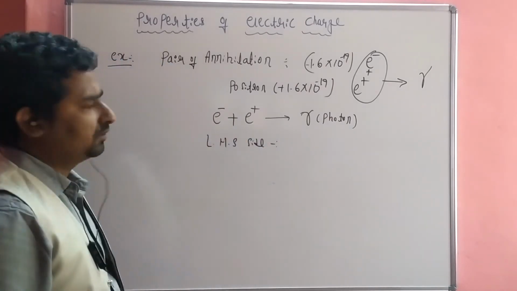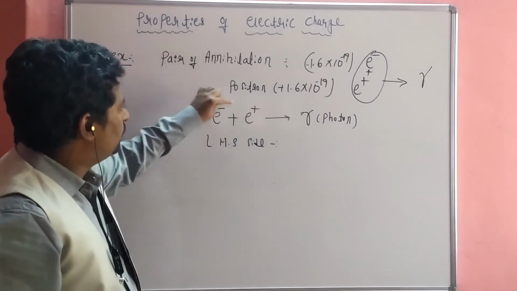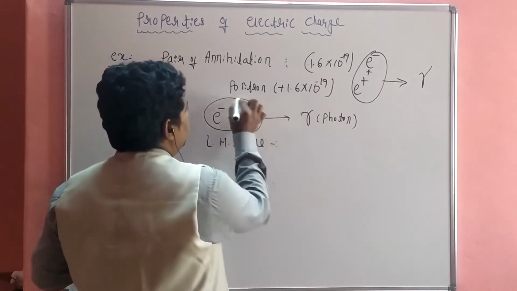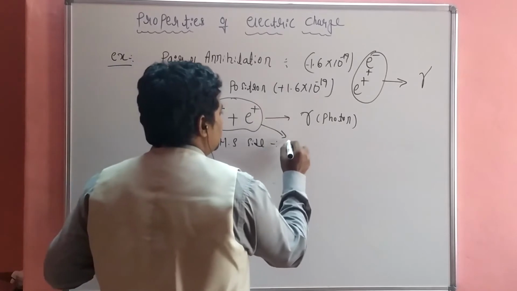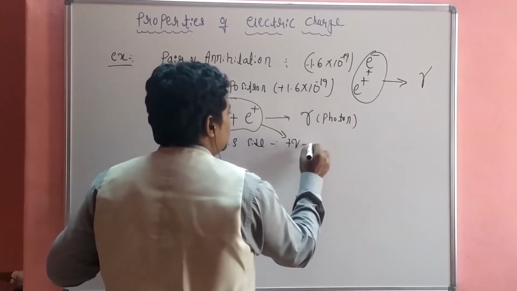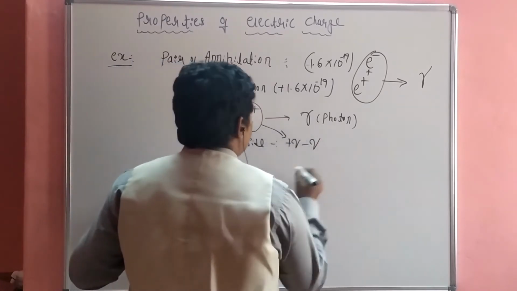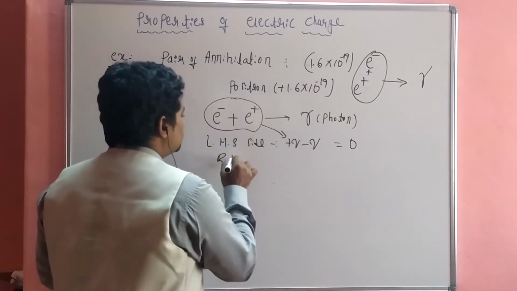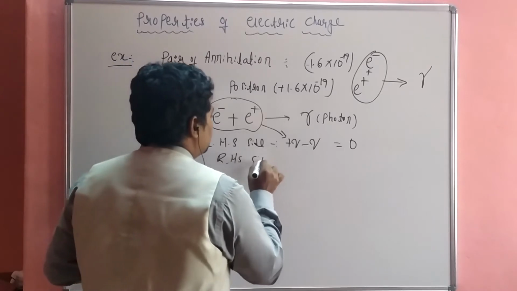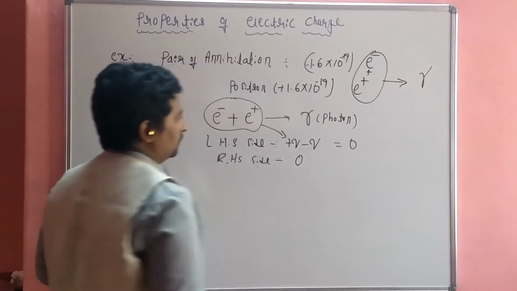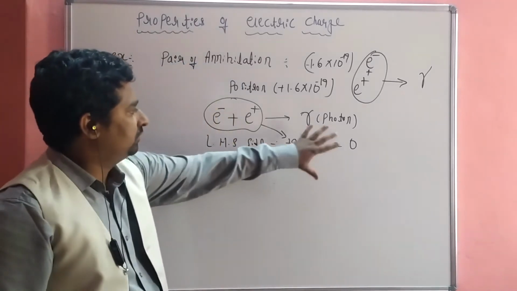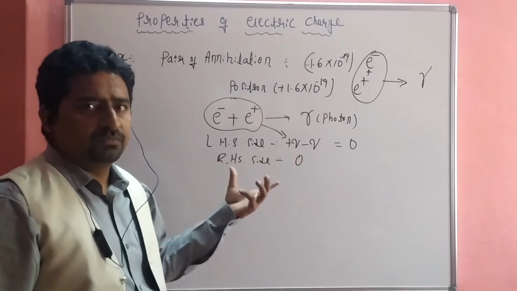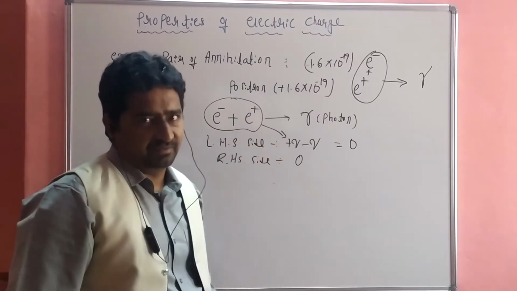So on the LHS side, that is minus 1 plus 1. What about the total charge? The total charge on the LHS is plus Q minus Q, so that is equal to 0. On the RHS side, the charge is also equal to 0. The total charge remains the same, which means in an isolated system, the charge remains the same.